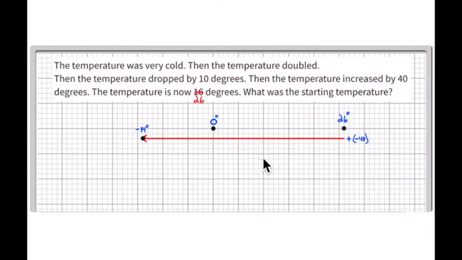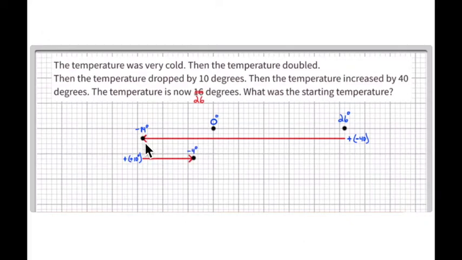So now you're going to, what was the last step to get to that 26 degrees? It was that you added 40 degrees. So now you're going to add that negative 40 degrees. You're going to go back the other way to get back to negative 14 degrees. Before it was a negative 24 degrees. So now you're going to be at a negative 14 degrees.